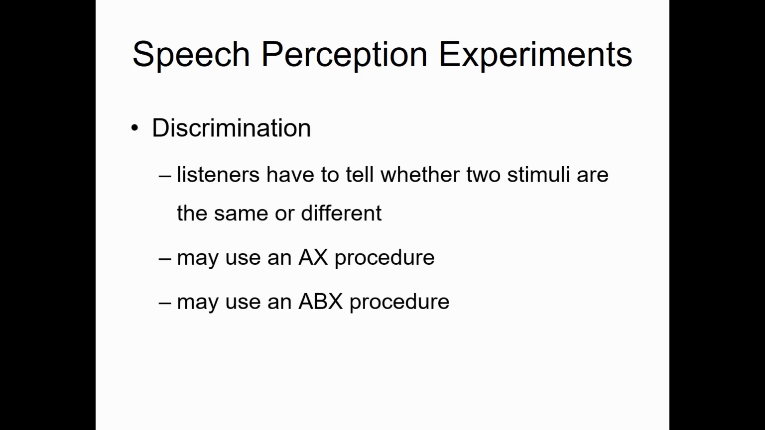In the discrimination task, you're played two stimuli and asked are they the same or different. And you might use what's called an AX procedure, where you are trained to listen to a standard sound and then you're played a single stimulus and asked was it different from that standard or not. You might use an ABX procedure where you're asked to say whether or not two sounds are different from one another.